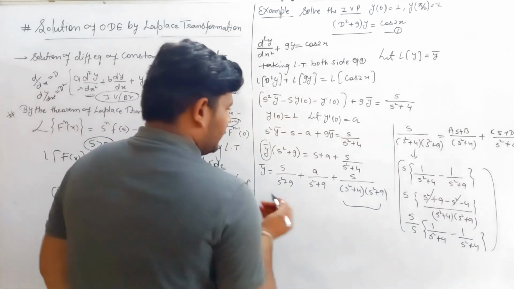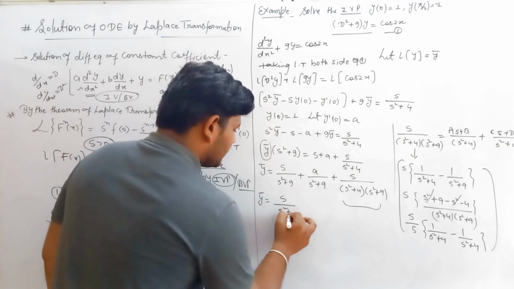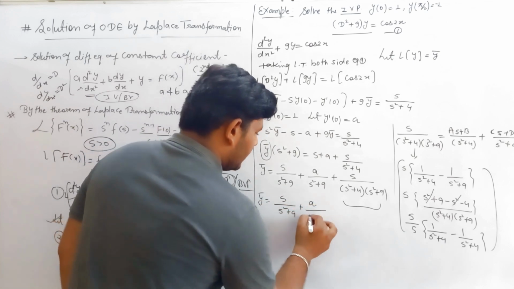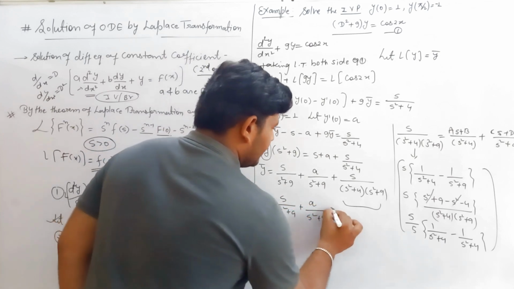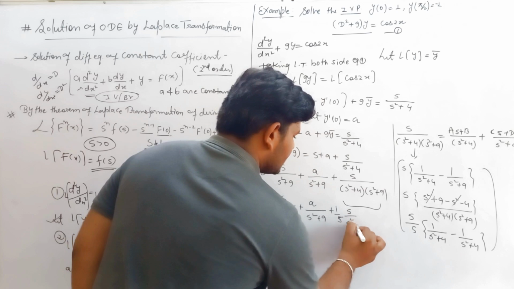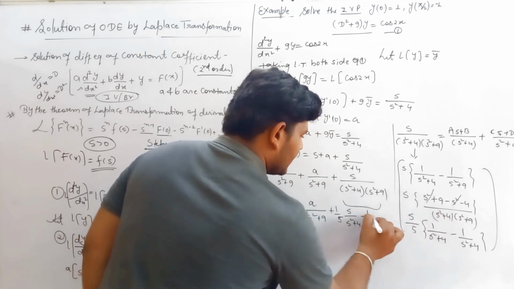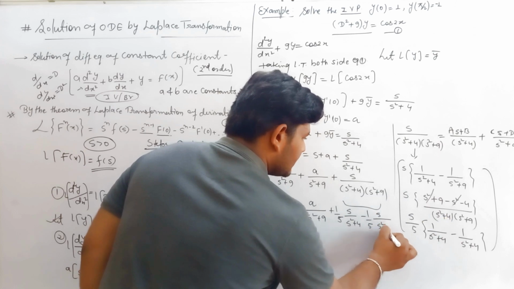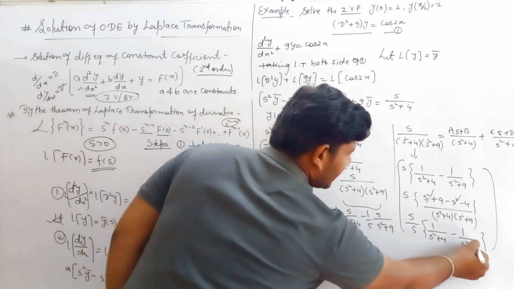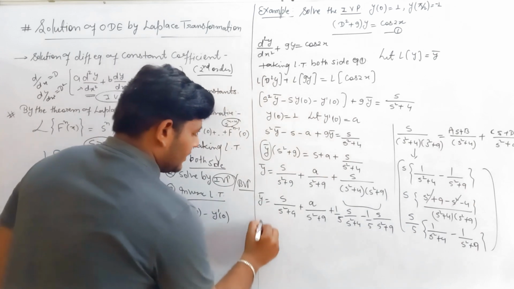Okay, now we can put here. So y bar is nothing but s upon s square plus 9 plus a upon s square plus 9 plus 1 upon 5 s upon s square plus 4 minus 1 upon 5, I'm multiplying this thing, s upon s square plus 9. This is nothing but 9. Okay, now I'm taking the inverse Laplace.